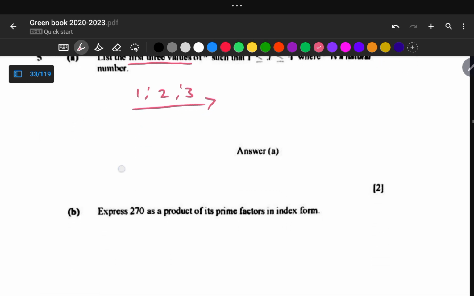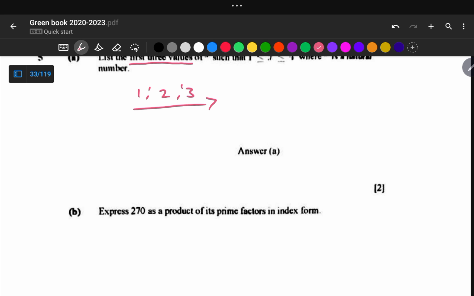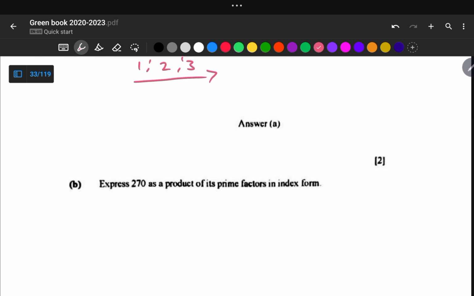So part B is saying express 270 as a product of its prime factors in index form. So we are having 270. We can start by dividing 270 by our lowest prime factor, which is 2. So we can test if 270 can be divided by 2 without leaving a remainder. If we divide 270 by 2, you will get 135, and 135 is not divisible by 2, so we can try another prime factor. So 3, what about 3? If we divide 135 by 3, you get 45.